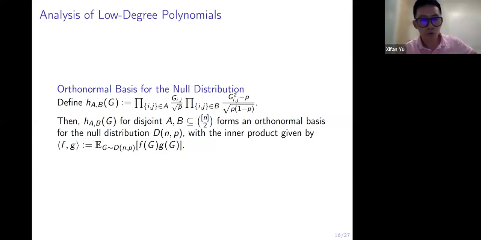One crucial tool in the analysis of low degree polynomial algorithms is an orthonormal basis for the null distribution. In our case, we have the following explicit orthonormal basis for the null distribution, defined over pairs of subsets of the edge set, H_{A,B}, where H_{A,B}(G) is defined as the product over edges in A, with the appropriate normalization, and the product over edges in B of (G_ij squared minus p) over the square root of p times (1 minus p).